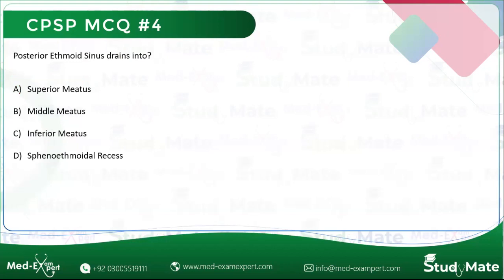The last, fourth MCQ: posterior ethmoid sinus drains into A is superior meatus, B is middle meatus, C is inferior meatus, and D is sphenoethmoidal recess. It's very correct. So the posterior ethmoidal sinuses drain into the superior meatus.